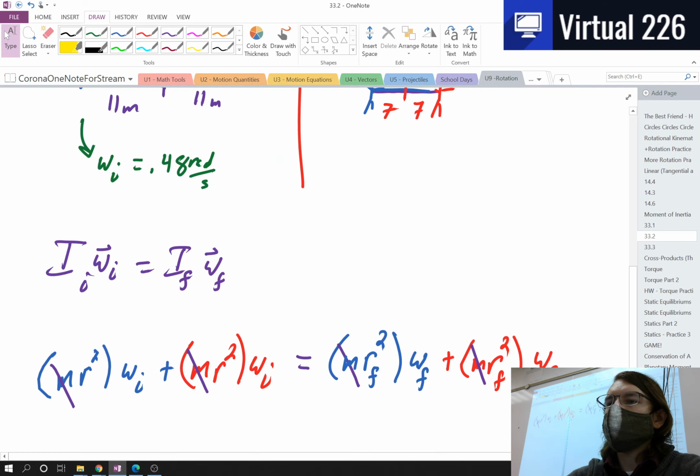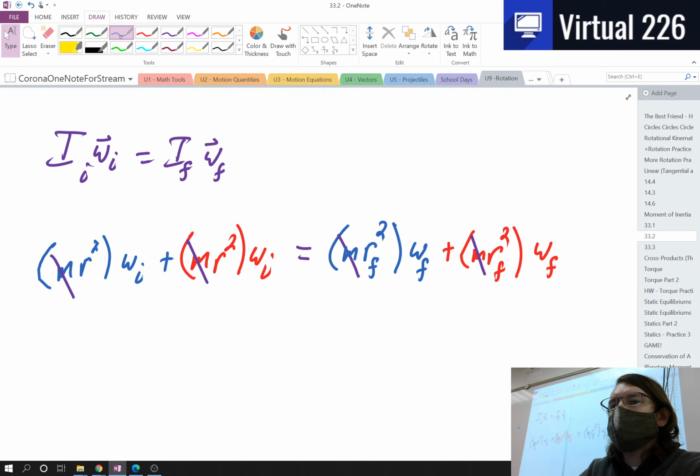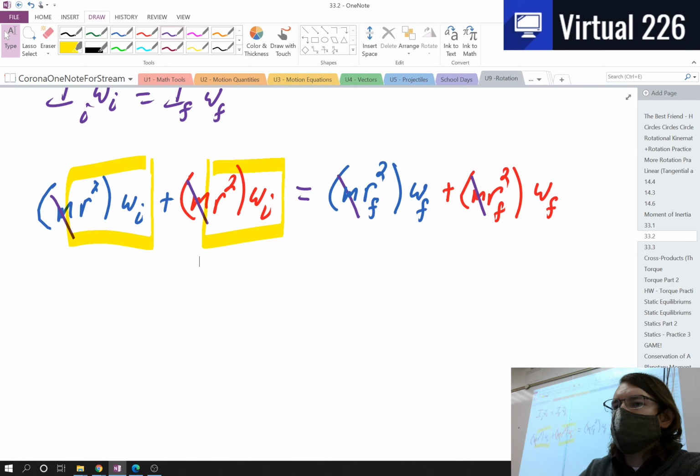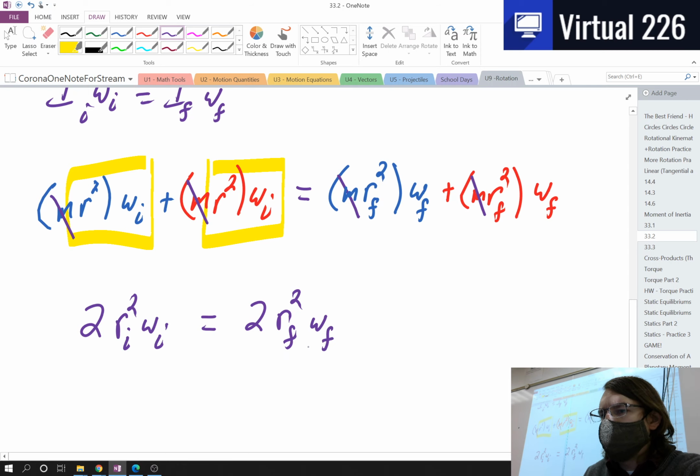Furthermore, by our diagram, we know that each astronaut is 11 meters away initially, and then 7 meters away at the end, which means that this r squared omega on this position here is the same as this r squared omega, which means that I could write this as 2 r squared omega I, where this is the initial radius. And that will be on the right side, if we follow that same principle, 2 rf squared omega f, which means that the 2's can go away as well.